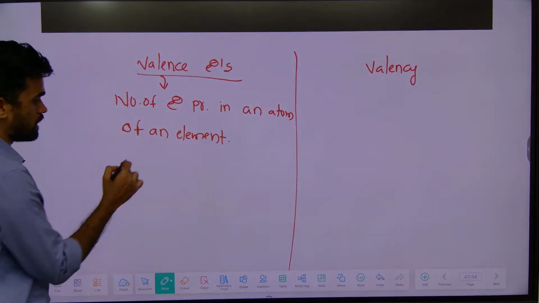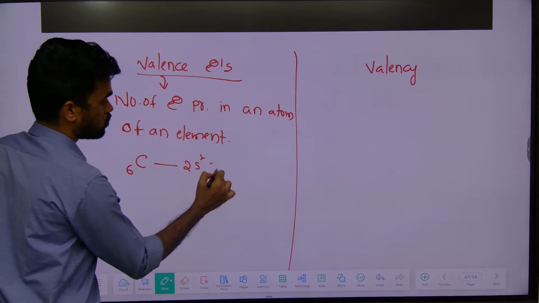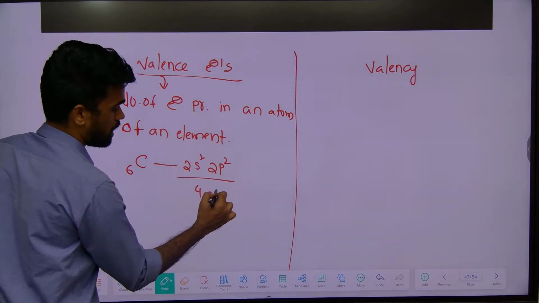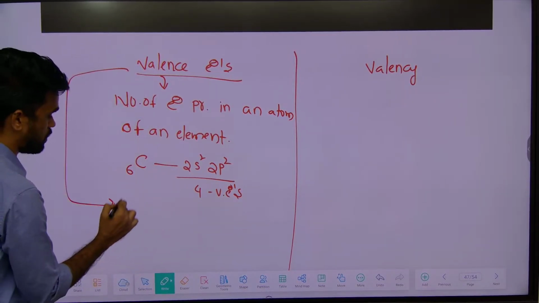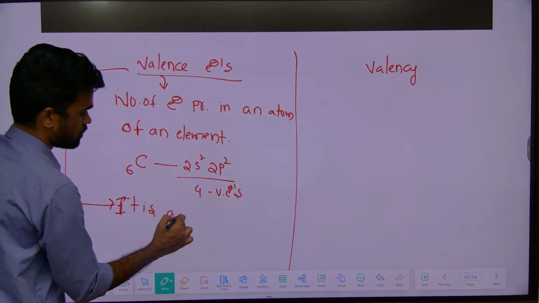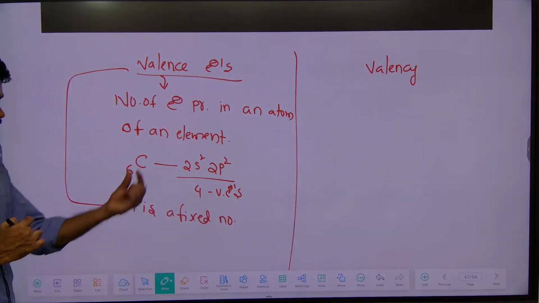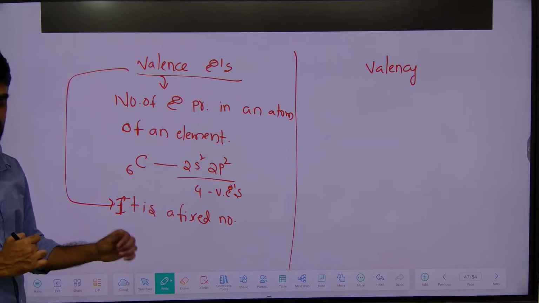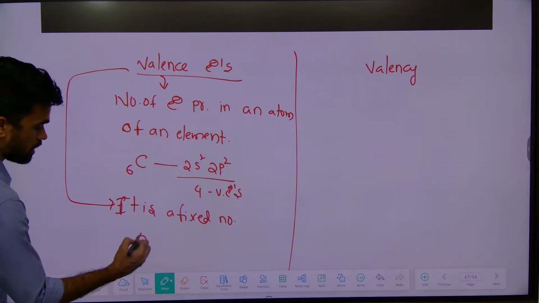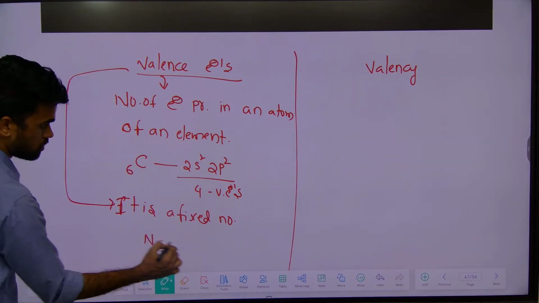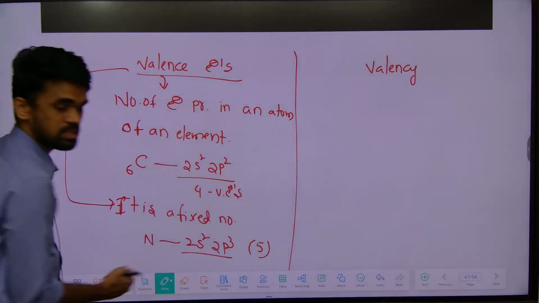Okay, tell me some examples. Carbon valence electrons, how many? 2s2, 2p2. So 4 valence electrons. So this valence electron number is a fixed number. Is it a fixed number or not? It depends on element to element, but it is fixed. For carbon it is 4, for nitrogen it is 5. So 5 valence electrons. These numbers are fixed.